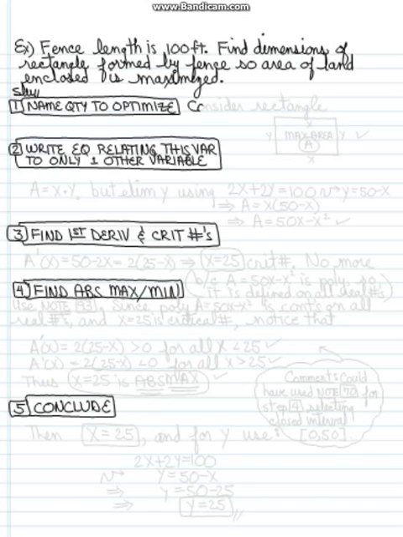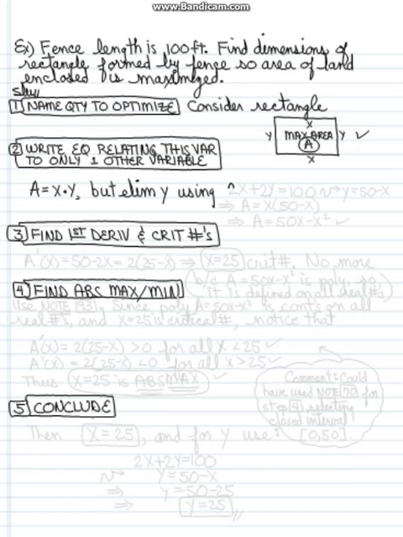First, we're going to consider the value to be optimized is going to be the area. So here we have our rectangle. The sides will be x's and y's, and we want to maximize the area inside. Okay, step 2, we're going to write an equation that relates the variable A to only one other variable. So we have A equals x times y, but we need to eliminate one of the variables, x or y. We'll eliminate y using the given information about the perimeter.